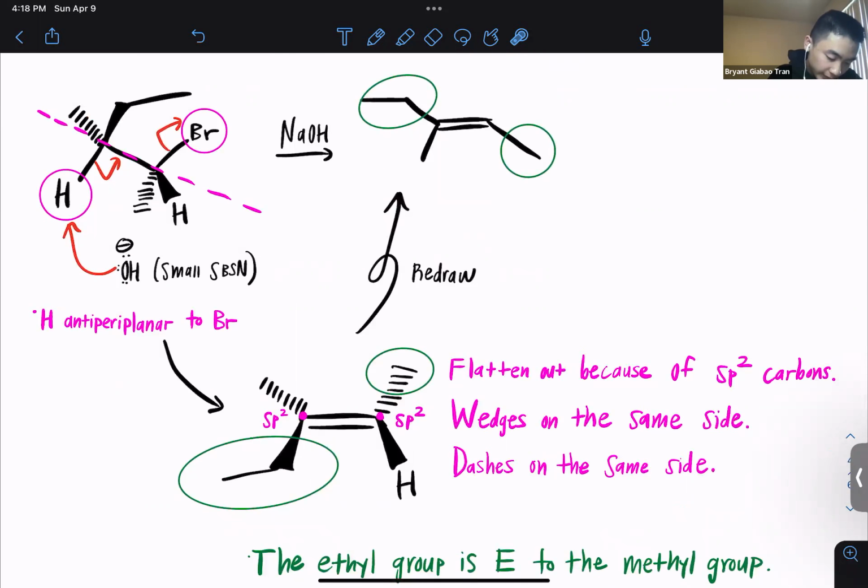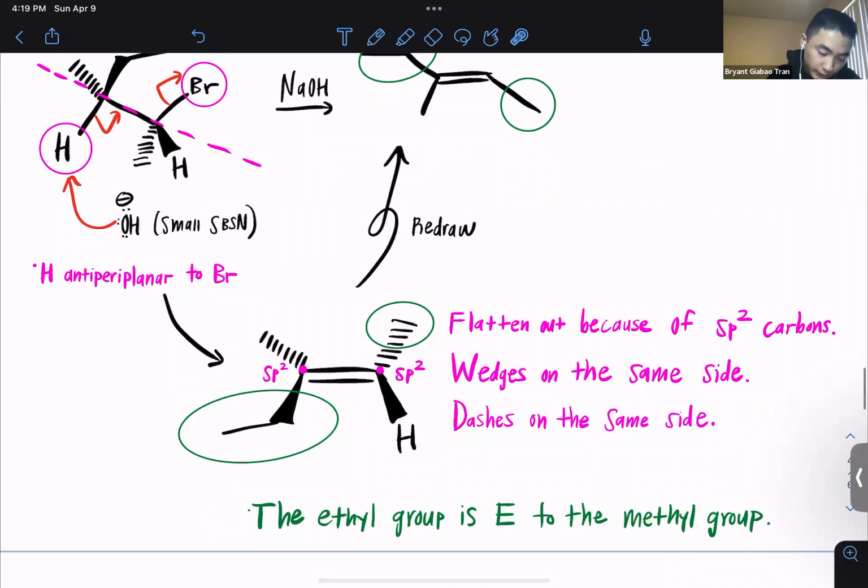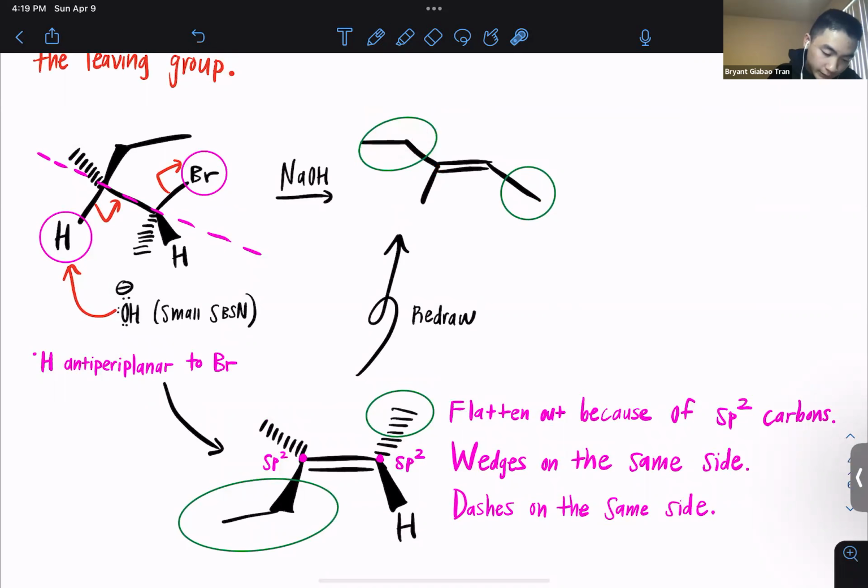And this will give us this intermediate right here, where the ethyl group wedge is going to be on the same side as the hydrogen, and the methyl dash will be on the same side as the methyl dash. So since these carbons of the alkene are sp2, these groups are going to flatten out, where we see that the ethyl group is on the opposite side as the methyl group, or E to the methyl group. So when we flatten out, this ethyl group has to be on the opposite side as the methyl group. And this hydrogen here is invisible, implied here.